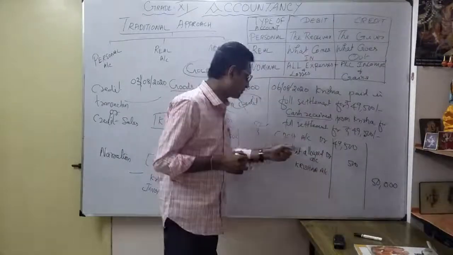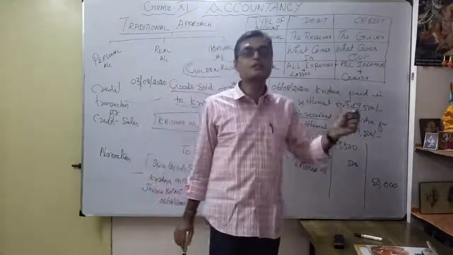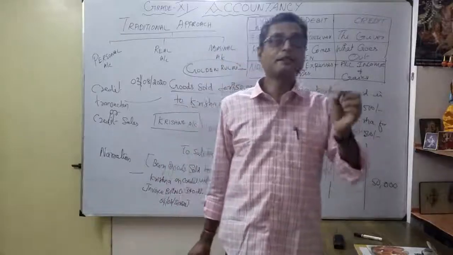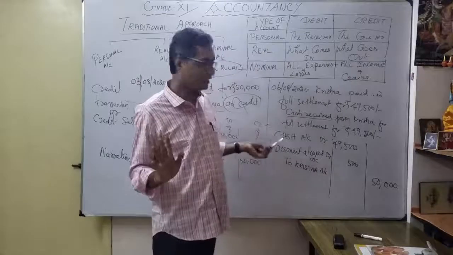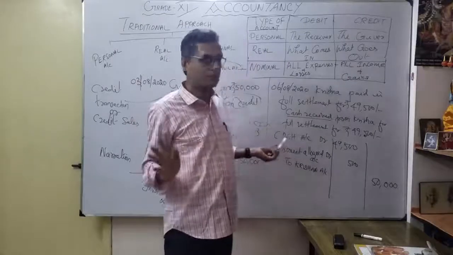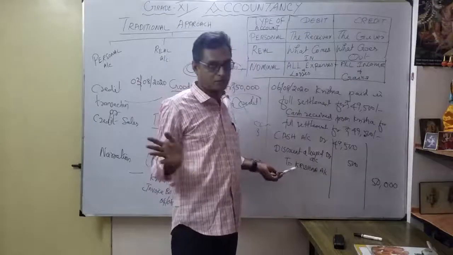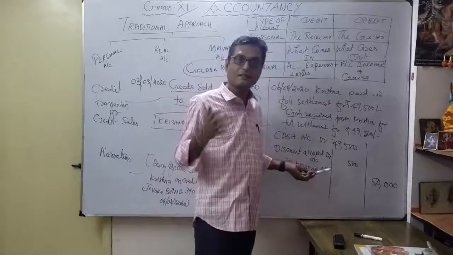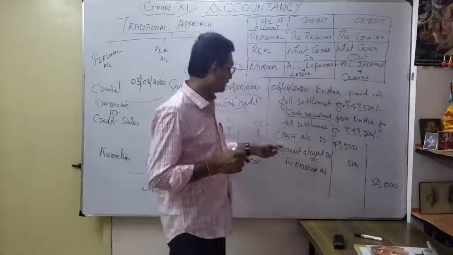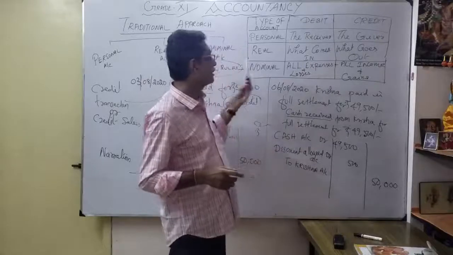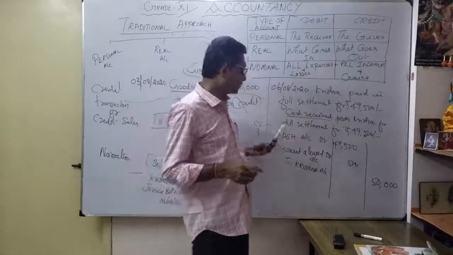See here, what is discount allowed? So why am I debiting discount allowed? You want to verify whether my debit is correct or not. First, yes, cash account is correct, debited, because what comes in is a real account. This is a personal account. Yes, because Krishna is the giver. That's why I credited. Now discount allowed, what type of account? This comes under nominal account. Correct? So why is it a nominal account?